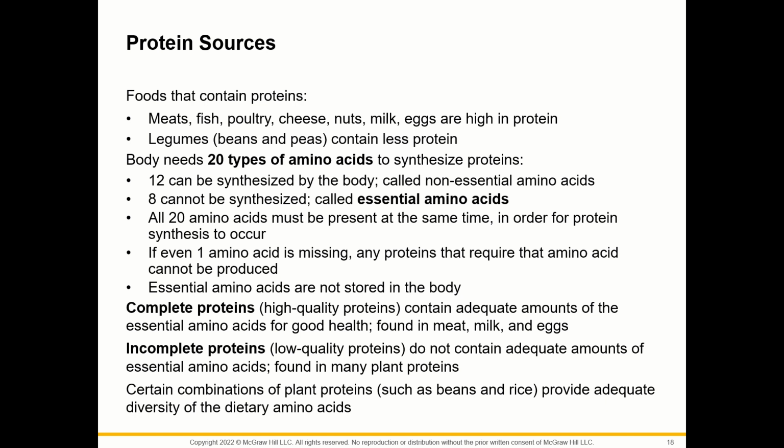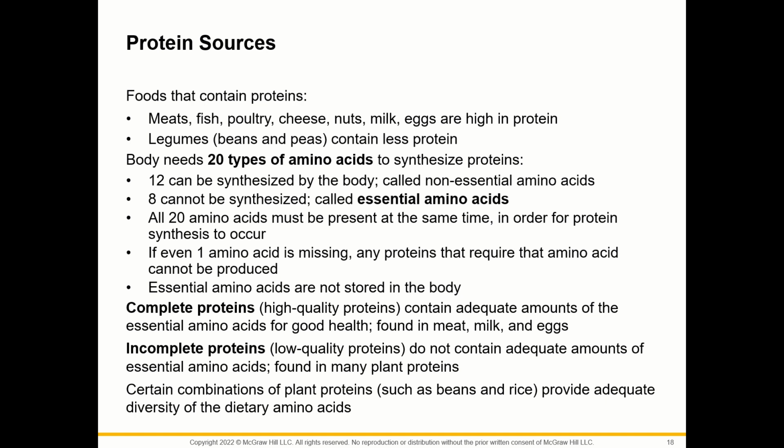Legumes contain protein. However, they contain less protein because they are going to be what we call plant proteins, which are not as bioavailable. But if you combine legumes with a high quality carb like beans and rice or hummus and pita bread, then that makes a complete protein.